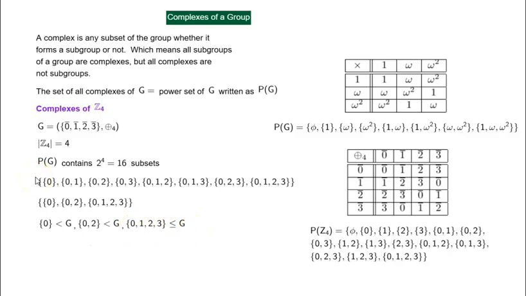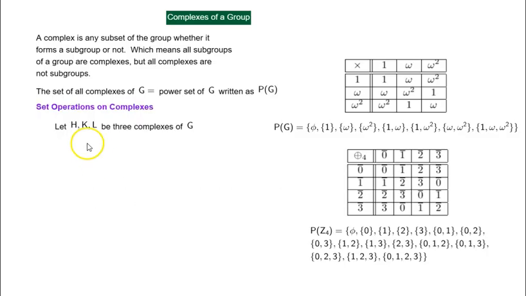Okay. Now let's look at set operations on these complexes. Let H, K, and L be 3 complexes of G, which basically means you pick any three of these complexes. Now, H, K, L will be in the power set of G.